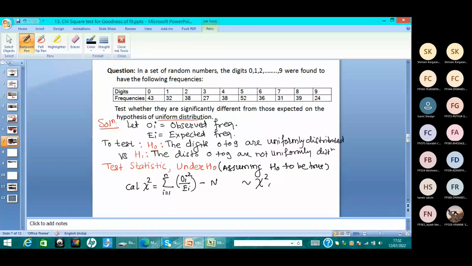So we'll need a chi-square table also, which we will open. Now this is the background we have created. Now we'll do the actual calculation. So what calculations do we need first of all?